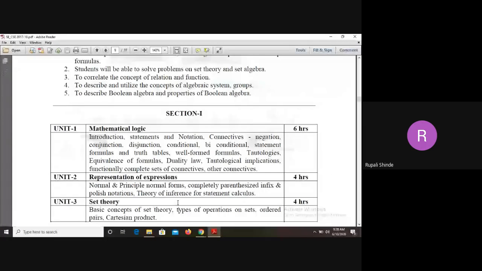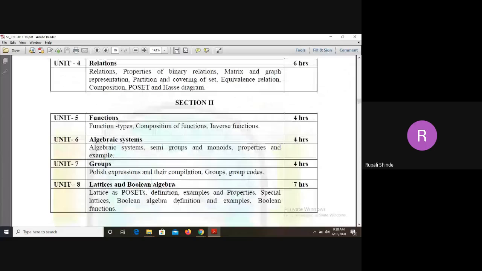So, unit number 3 is based on set theory. In that, we have to see what are the basic concepts of set theory, types of operations on sets, ordered pairs, and Cartesian product. Unit number 4 is based on relations. So, relations, properties of relations, matrix and graph representation, partition and covering of set, equivalence of relation, composition, coset, that is partially ordered set, and Hasse diagram.